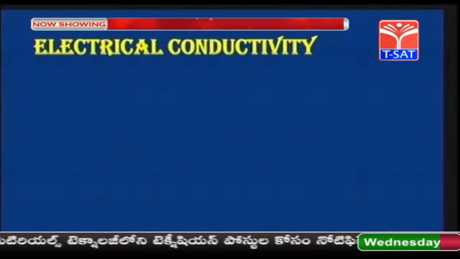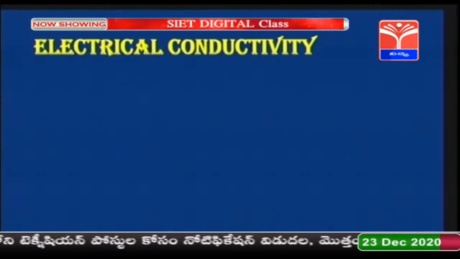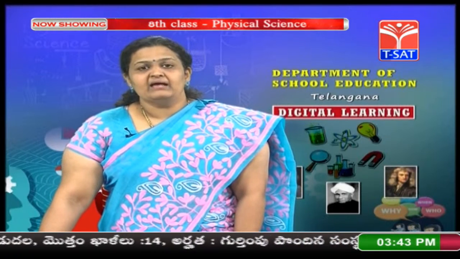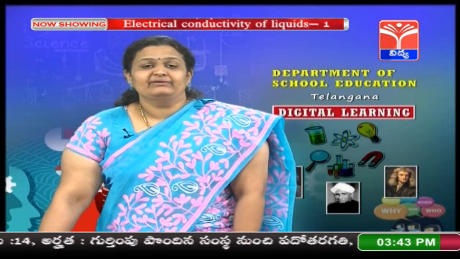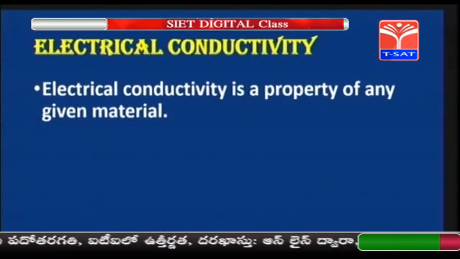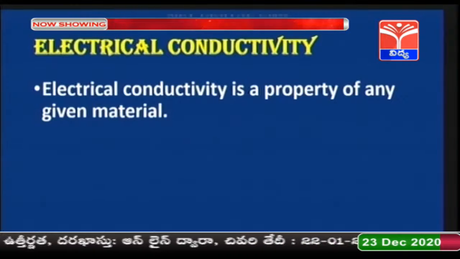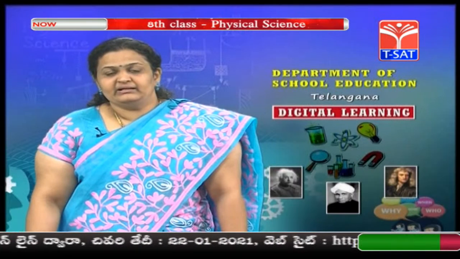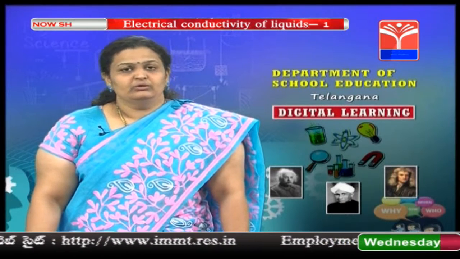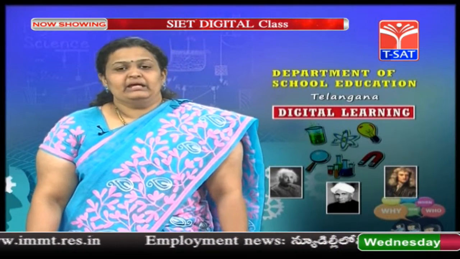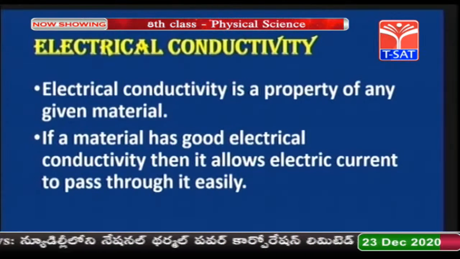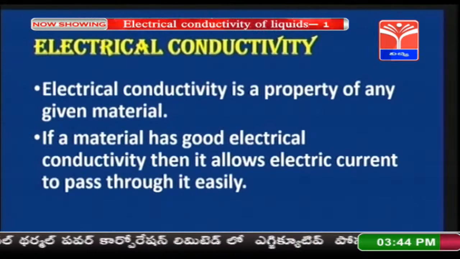The difference is a property called electrical conductivity. Yes, children, every substance has a property called electrical conductivity. It is a property of any given material, not just for good conductors, children. Electrical conductivity is a property which can be ascribed to non-conductors also. If a material has good electrical conductivity, then it allows electric current to pass through it easily.